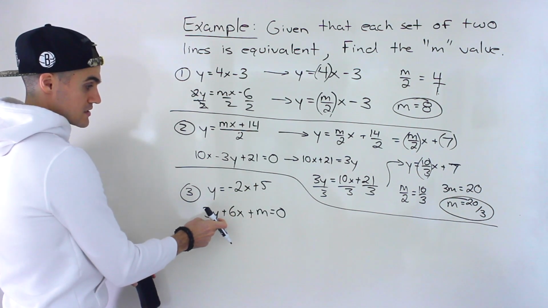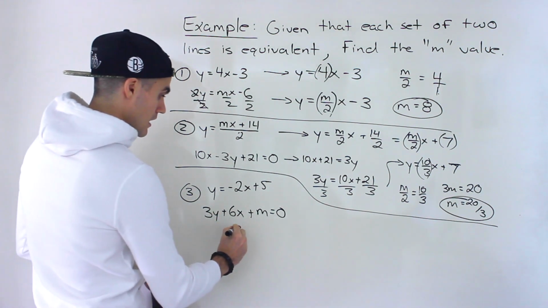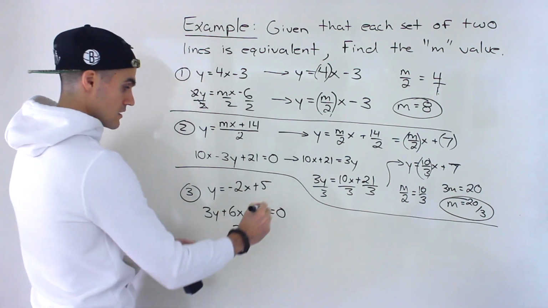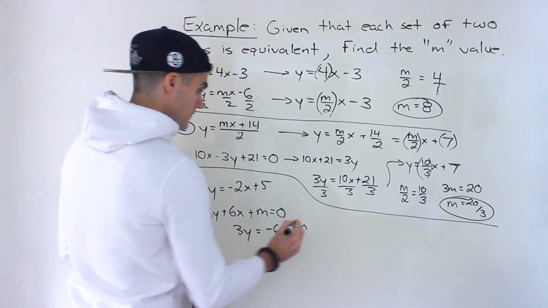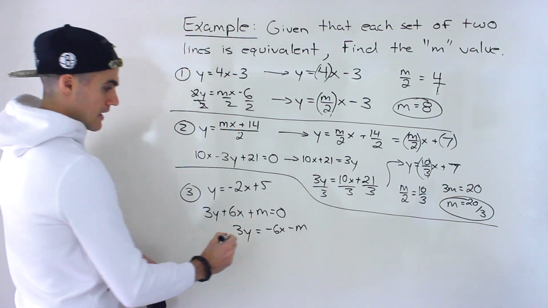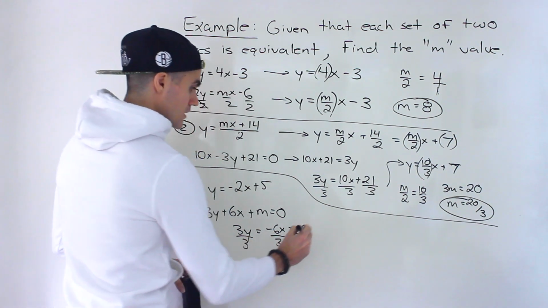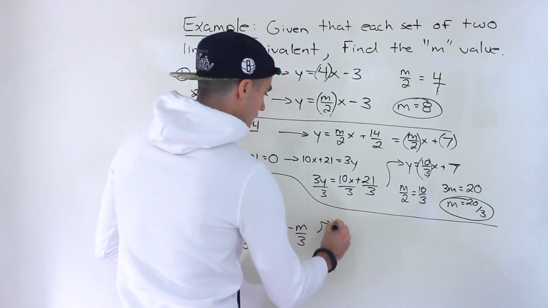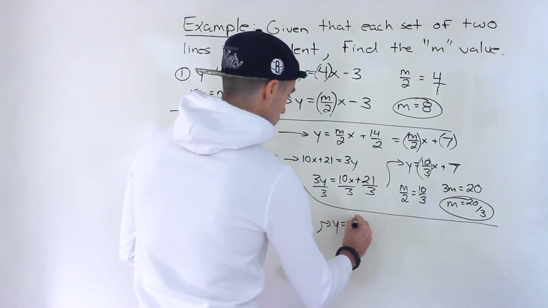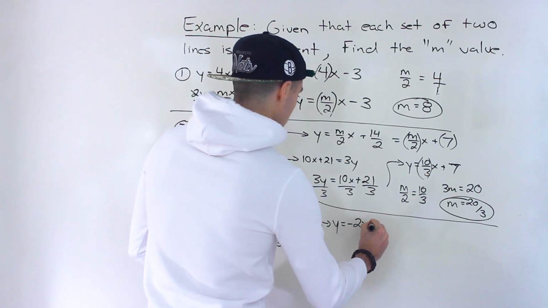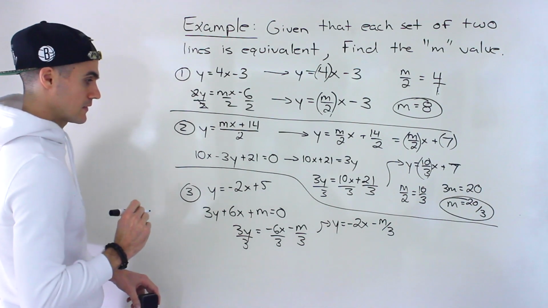But we have to convert this to y equals mx plus b form. So the 3y is here. I'm going to bring everything else to the other side. So we'll have negative 6x minus m, like that. And then from here, we could divide everything by 3. So we'd end up with y equaling negative 6 divided by 3 is negative 2. And then we have minus m over 3, like that.